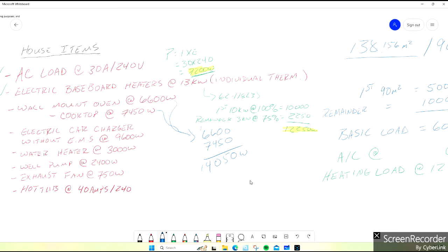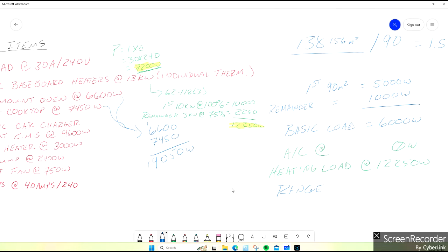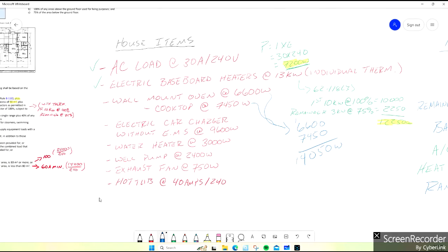Okay, let's go back. So over here I'm just going to call it the range. We'll call it the range because really it's what it is. It's just separated into two, right? Range load will be at, well, let's go look at it. Let's go look at that rule.